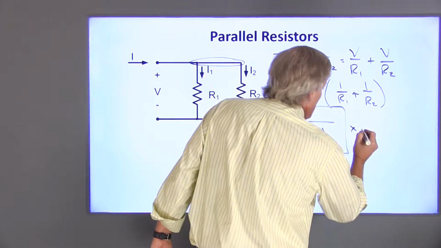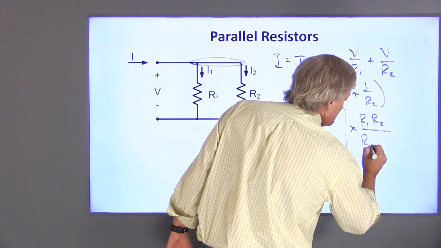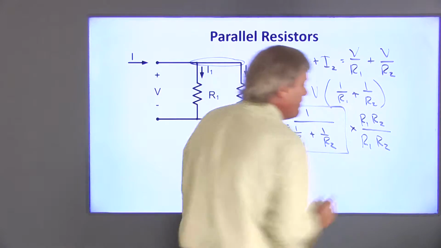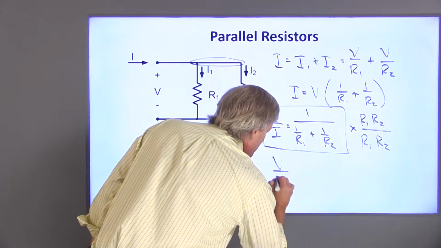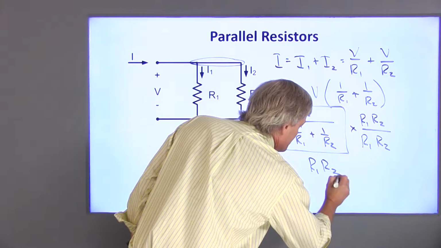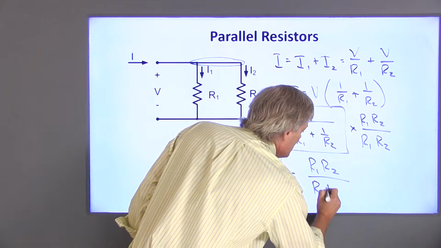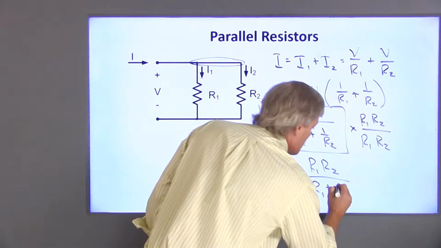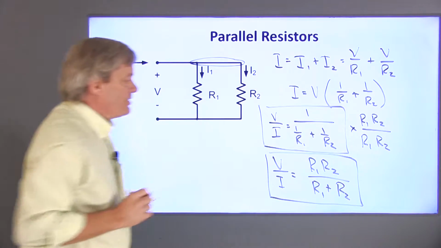I can change this around a little bit just by multiplying it times R1 R2 over R1 R2. I can multiply anything by 1. So this can also be written as V over I is equal to R1 R2 over R1 R2 divided by R2 is R1 plus this divided by R1 is R2. These two are equivalent expressions.